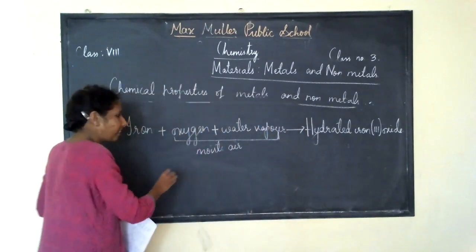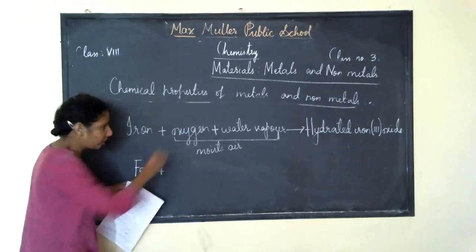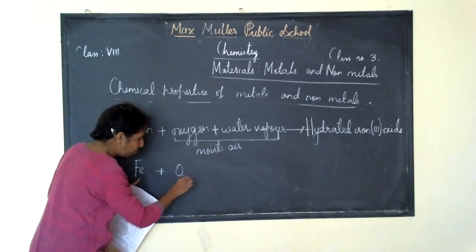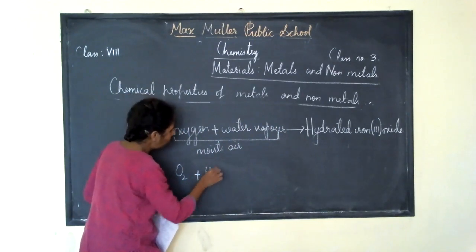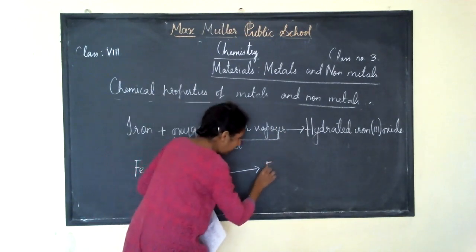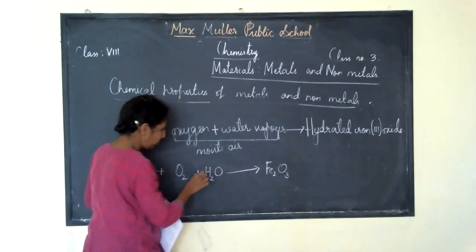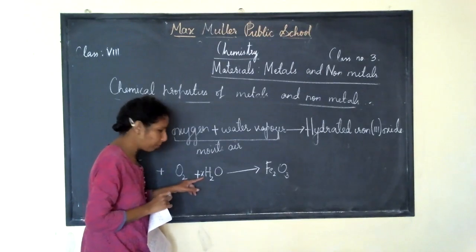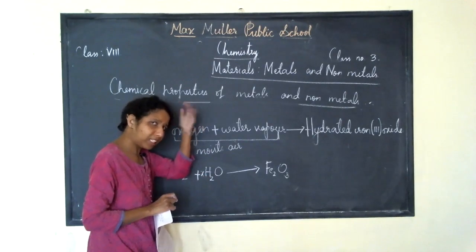We will write the reaction. Fe, iron. Oxygen, as I told, you should write O2, and water vapor, you people know, H2O. And hydrated Fe2O3 dot xH2O. X means the number of water molecules. This will change. X may be 2, 3, 4, 5, depending on the amount of water vapor in air.